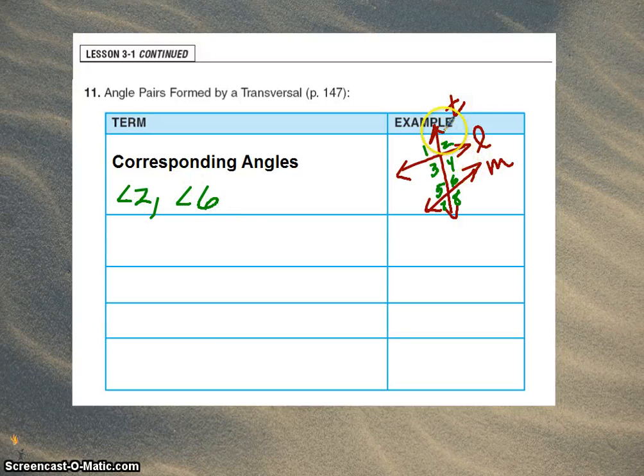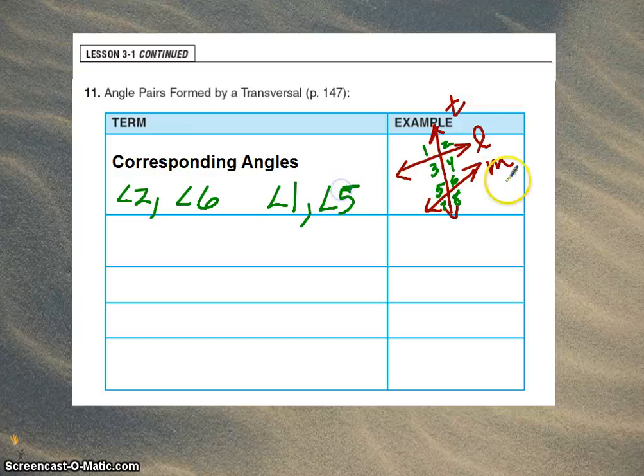With that in mind, what other angles correspond? Well, 2 and 6, you can see how they're both on the same side of T, and then they're both above L or M. So that's why they correspond. If we look on the other side above, we've got angles 1 and what? 5. So what other angles correspond? Well, 4 and 8, 3 and 7.